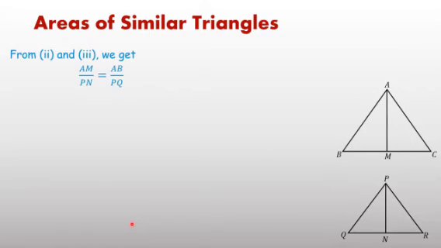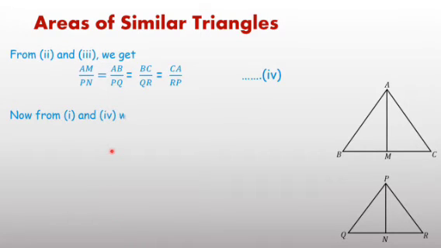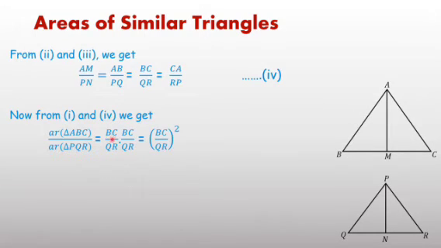The result which we will get: the ratio of three sides is the same as the ratio of perpendiculars. Therefore, apply from first and fourth. First and fourth means area of ABC upon area of PQR equals BC upon QR into BC upon QR. In place of AM upon PN, write down BC upon QR. BC upon QR into BC upon QR equals BC upon QR whole square.